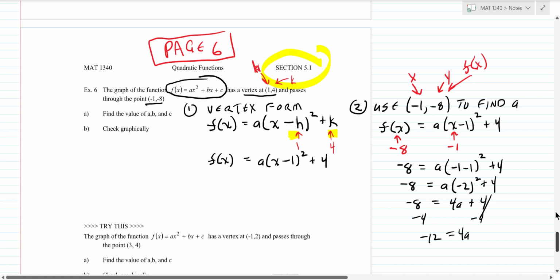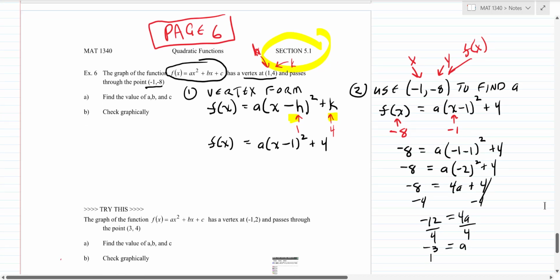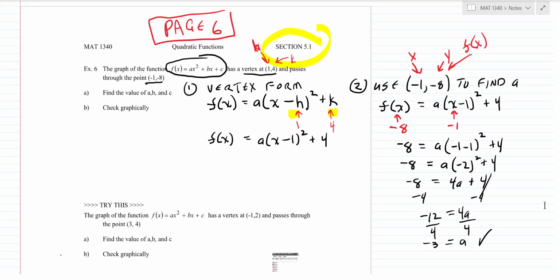Divide by 4. Okay, good. So we divide by 4. That will give a equals -3. So that's the purpose of doing step 2, is to find what a is. We're not done because we still got to find a, b, and c.